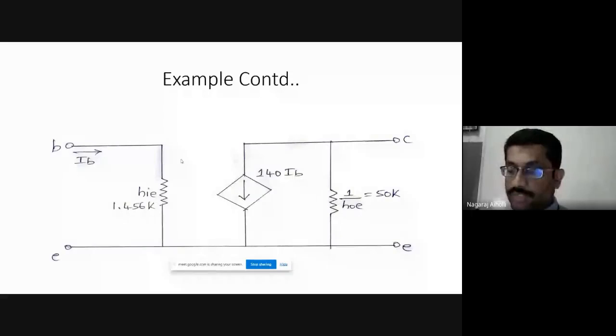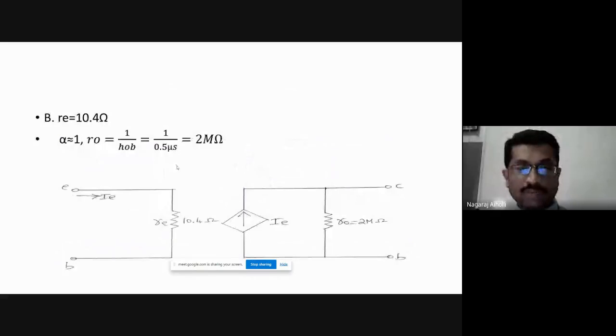1 divided by 0.5 microsiemens. Micro means you have to take 10 raised to minus 6. So 1 divided by 0.5 into 10 raised to minus 6. If you take the 10 raised to minus 6 to the numerator, it will be 10 raised to plus 6 divided by 0.5. 1 divided by 0.5 is 2. Correct? So it will be 2 mega ohms. Therefore, the value of output resistance R naught will be 2 mega ohms. Got the point here? This is how we have to solve this particular example.